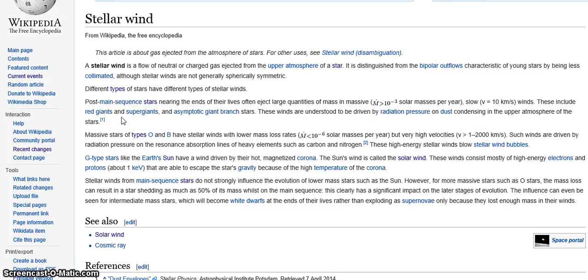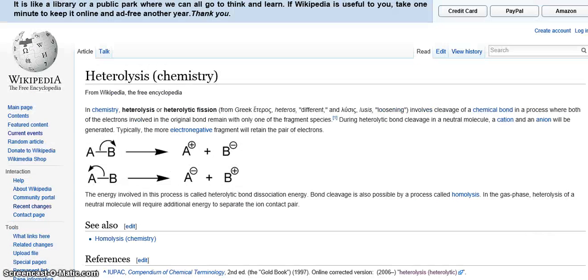Yeah, that's a very poor explanation because charged particles, guess what? They can be explained by something else entirely different. That process is called heterolysis. In chemistry, heterolysis or heterolytic fission involves cleavage of a chemical bond in a process where both of the electrons involved in the original bond remain with only one of the fragment pieces.